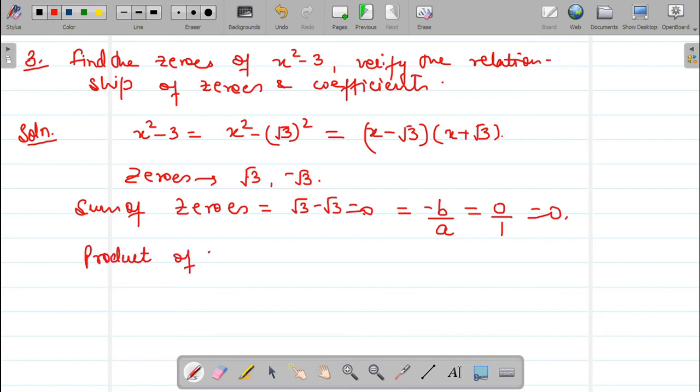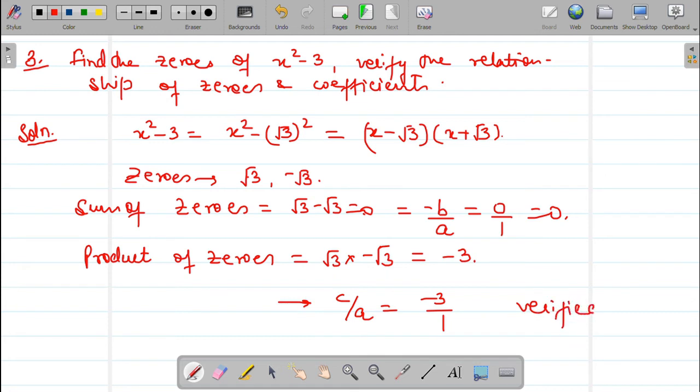Again, product of zeros. Product of zeros will come out to be root 3 multiplied by minus root 3. That is minus 3. Now if I use the relationship here, it is c upon a. What is c? The constant term is minus 3 upon 1. So it is again verified.